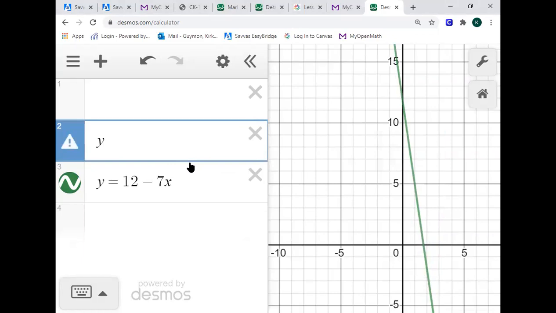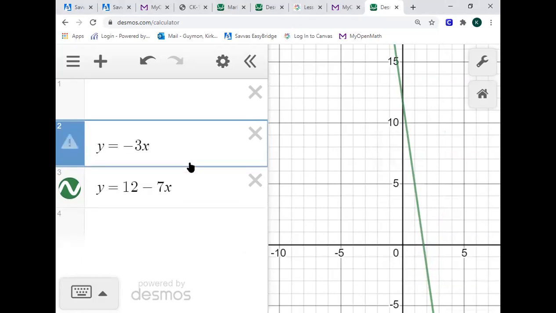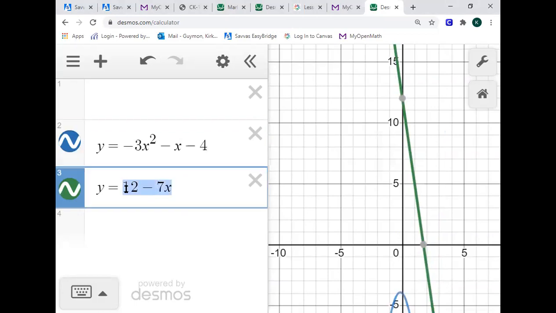The quadratic one was y equals negative 3x, shift 6 for the caret, squared, arrow to the right to get out of the exponent just in case it stays up there. So I think that's right, negative 3x squared minus x minus 4. That was on the right side of our equation.